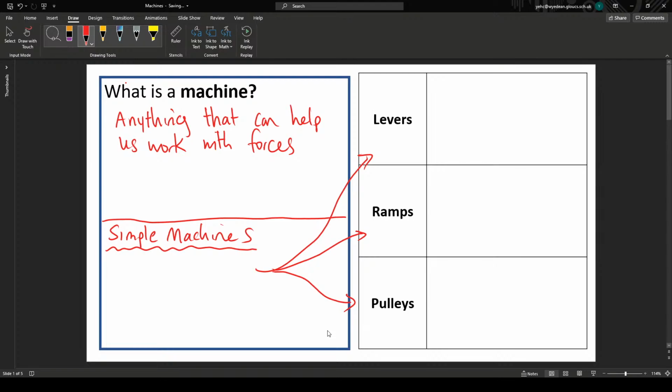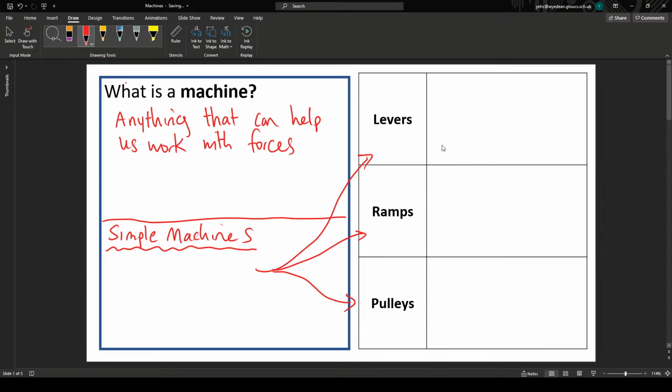So when you have something complex, that means you have loads of different parts coming together for one particular function. But a simple machine is basically a simple tool that has one particular use to us.